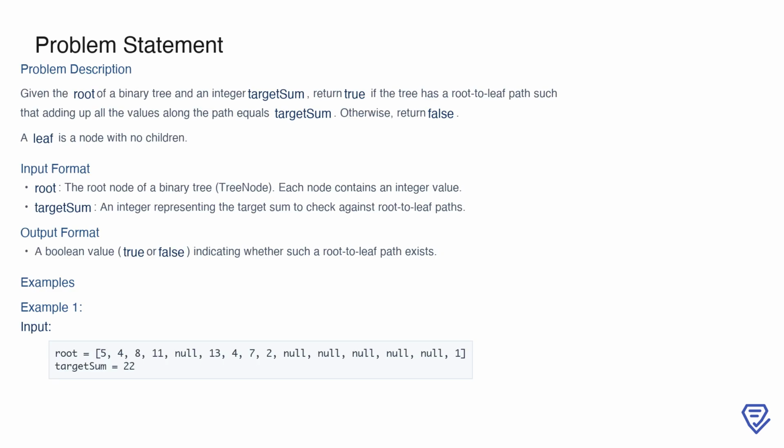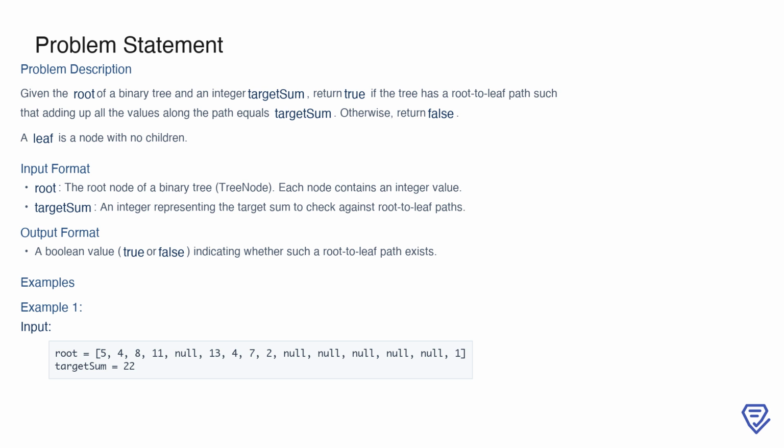In this problem, you're tasked with determining whether there exists a root-to-leaf path in a binary tree where the sum of the node values along that path equals a given target value, called target sum. A root-to-leaf path means we start at the root node of the tree and traverse down to a leaf node, which is a node without any children.